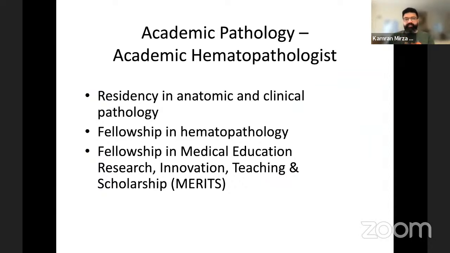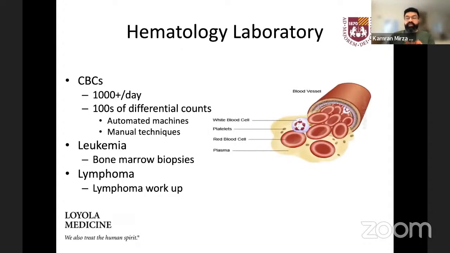I did residency in APCP and then fellowship in hematopathology and then fellowships in medical education. The hematology laboratory is basically a place where all blood comes to be tested. At Loyola Medicine, we do 1,000 CBCs, which are complete blood counts. So that's like a little tube of blood that you send to your lab. We do lots and lots of counts of different types of cells. The blood obviously has red cells, white cells, and then we look at bone marrow biopsies for leukemia. We also look at lymph node biopsies for lymphoma. So, right, if anyone has a lymphoma or a leukemia, then it comes to a pathologist like me.